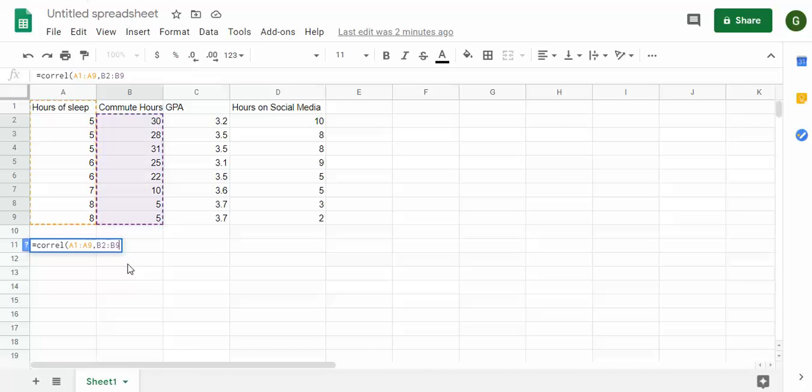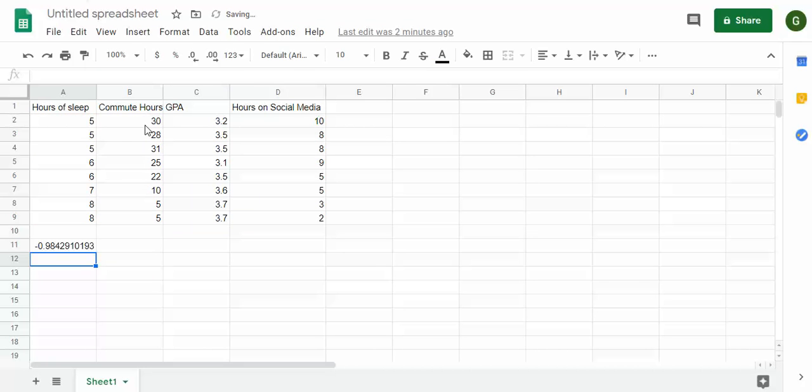So this is how it actually should work. So we type in equals, correl, then we highlight all of the hours of sleep, but not the column title. Then we put a comma. Then we highlight all of the commute hours and leave out the column title. Then we put the right parentheses and press enter. And now we have the correlation between hours of sleep and commute hours for this data set.